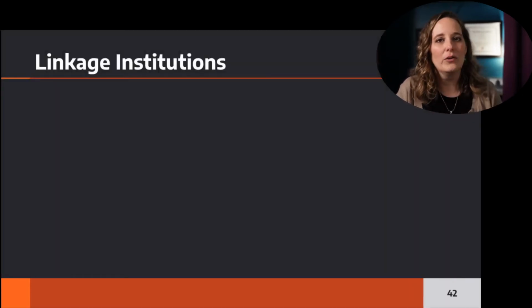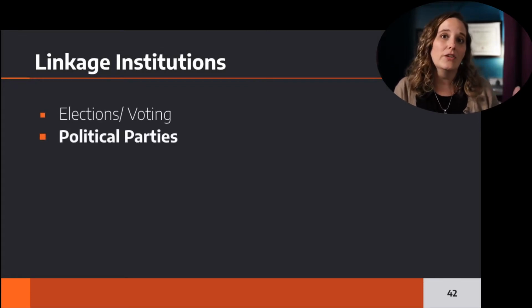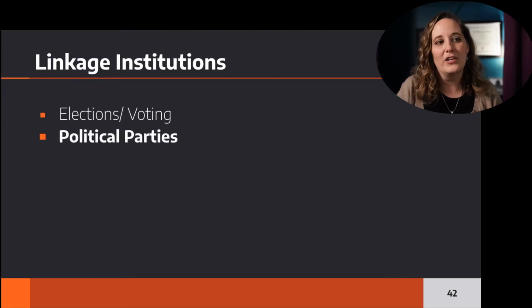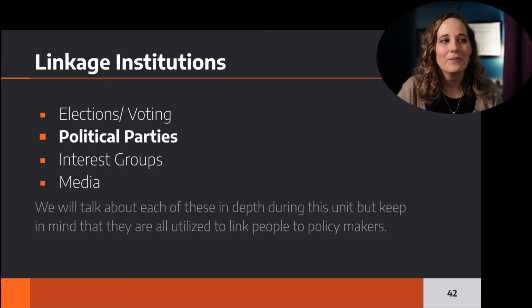Remember, this whole unit is all about linkage institutions. So far, we've talked about elections and voting. This topic and our next topic are going to be talking about political parties, and then we're going to get into interest groups and the media later on in the unit.